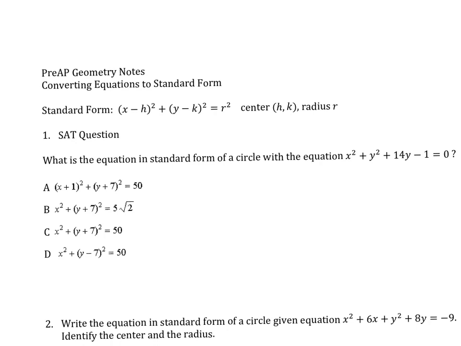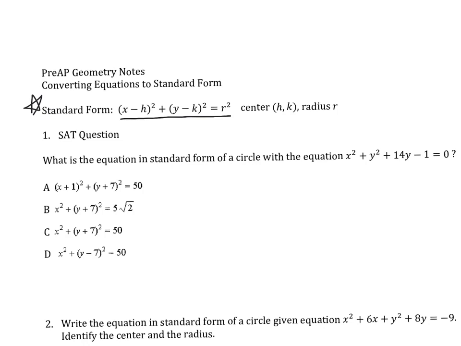Anyway, so today we're going to use completing the square in order to convert equations of circles to standard form. And if you recall, the standard form of a circle is (x minus h) squared plus (y minus k) squared equals r squared, where the center is (h, k) and the radius is r. So there's the standard form of the equation of a circle.